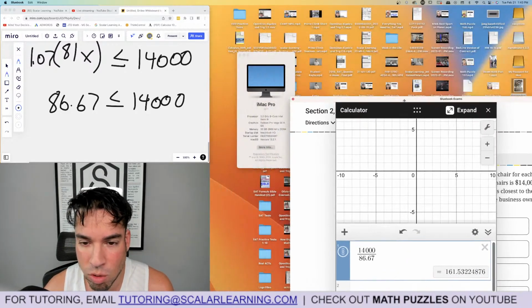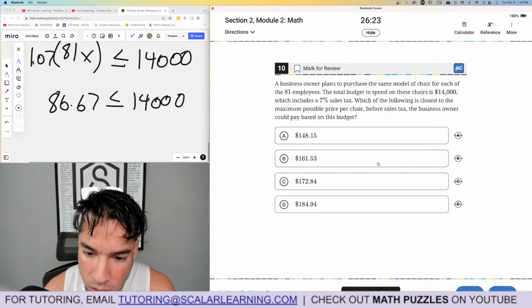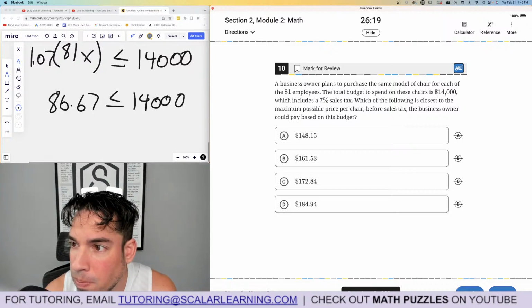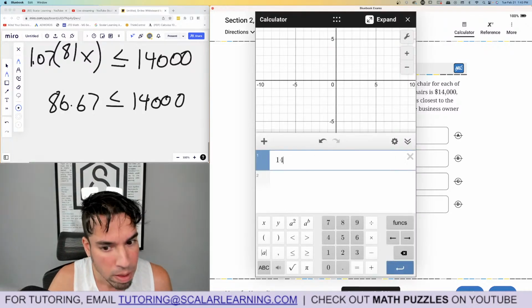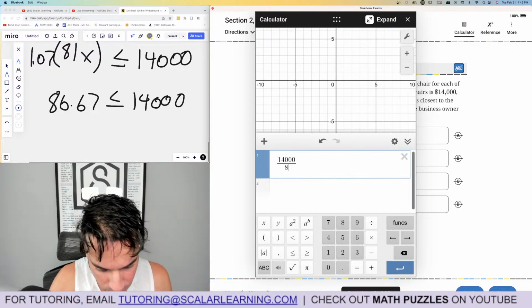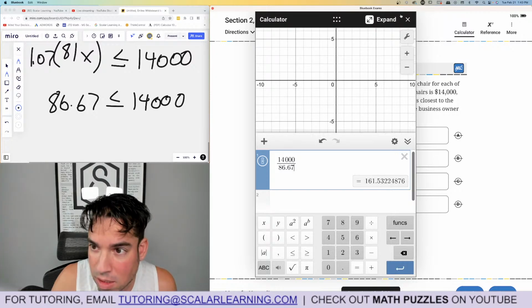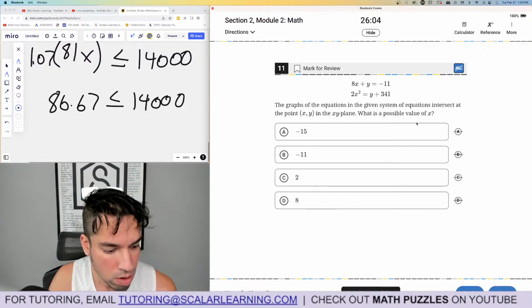But obviously you can't do a decimal amount, right? So it's going to be 151. Oh, wait, 161. Oh, no. This is price. Sorry. You can do a decimal amount because you can get change. So let me do that division again. 86.67. So 161.53. There it is. Boom, done. All right, next.